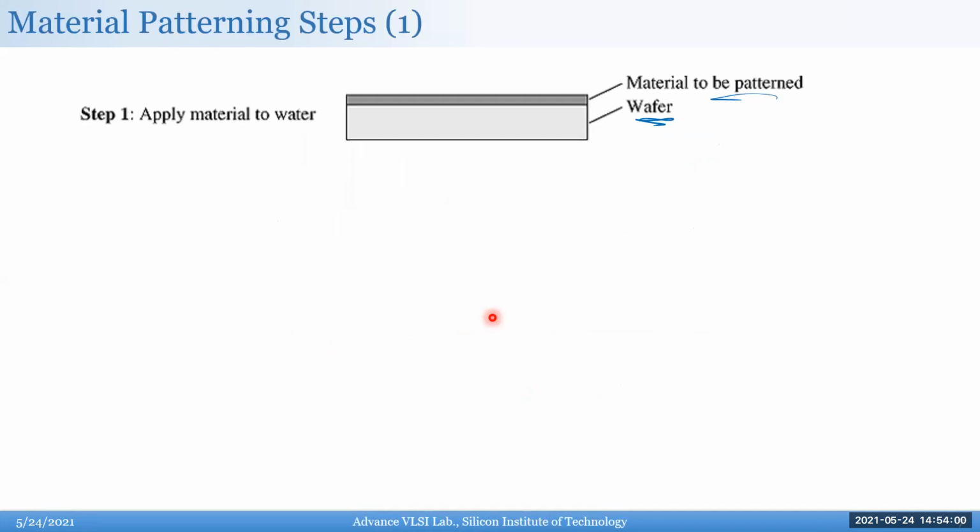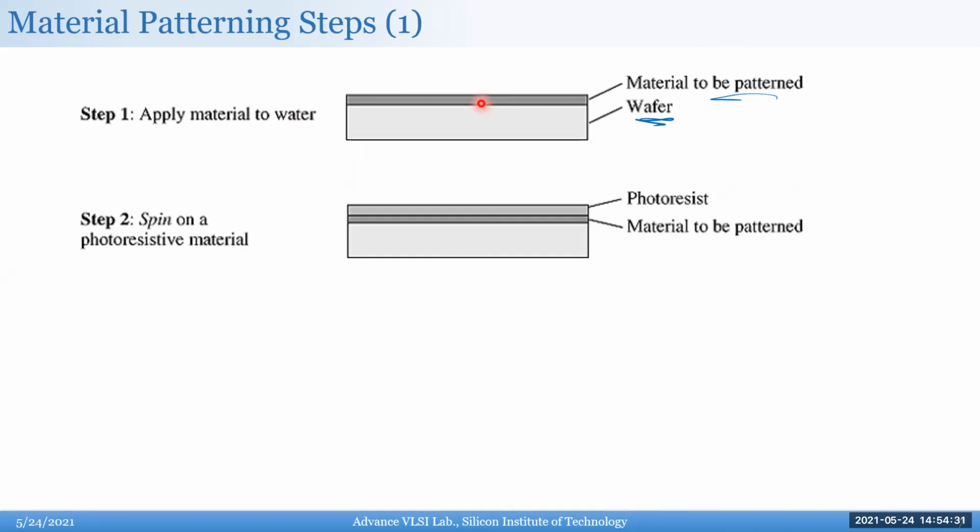I think I've gone through this, so I'll just quickly go through it again. You have a wafer, and this is, by the way, wafer, not water. Let's say you have this material which you want to pattern. It can be silicon dioxide, metal, or whatever, depending on the step. You first deposit it, whether it's grown or ion bombarded or whatever way, and then you put photoresist on top of it.